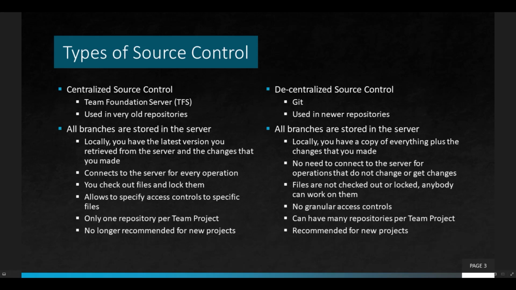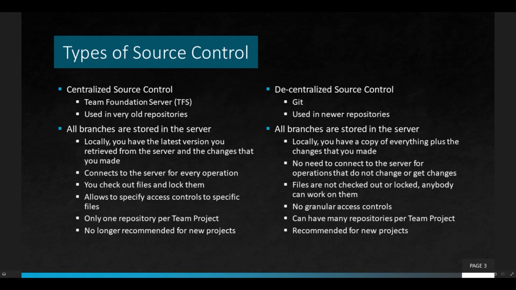But with Git, it works differently, because when you connect to Git and clone a repository, you basically get a copy of everything that exists in that repository, and then you have everything that has ever been done locally, along with the changes that you're making locally. So that's the main difference that you see here.